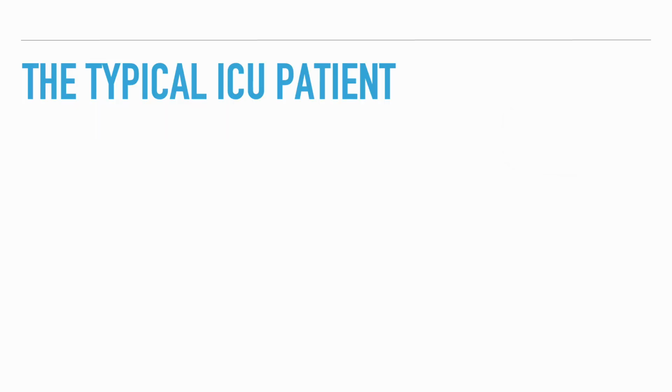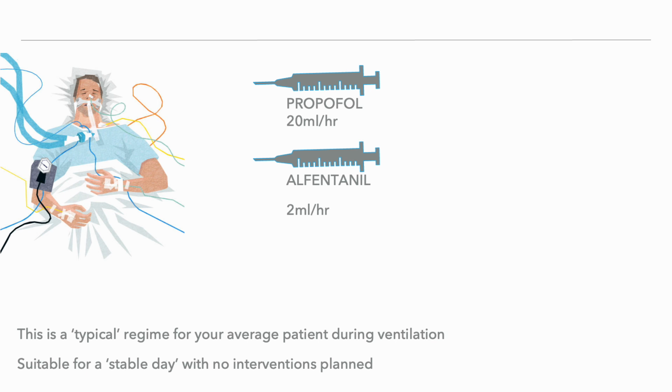So the typical ICU patient. Bringing this up now before we talk about the other sedation options, because actually for most patients these will be the two sedation options that you'll use. And this is the typical regime of sedation for a patient. On a nice calm day with nothing too much going on, nothing too stimulating, a patient will have propofol and alfentanil, somewhere between 20 mils an hour propofol and 2 mils of alfentanil. That's what it will look like at the end of the bed. And over time you can reduce this for your sedation need so that you don't give too much.